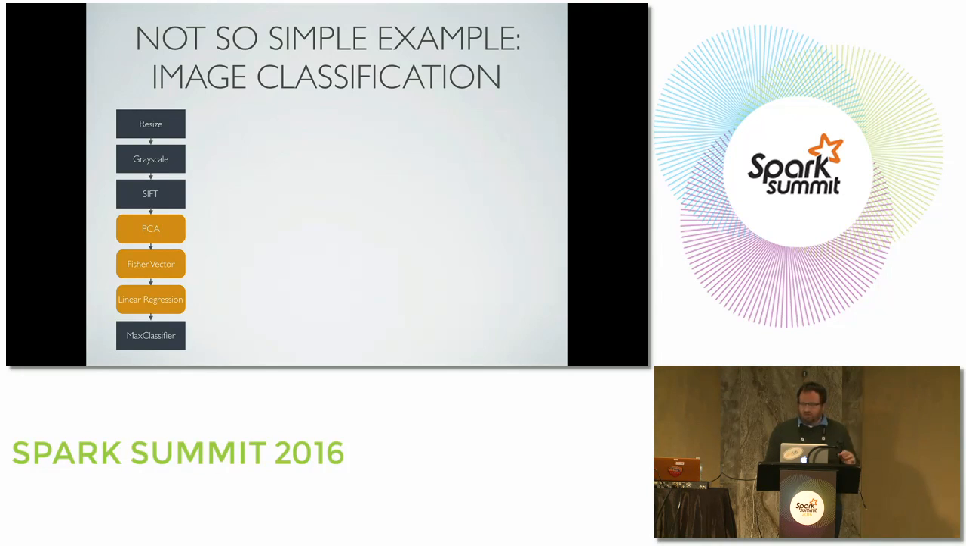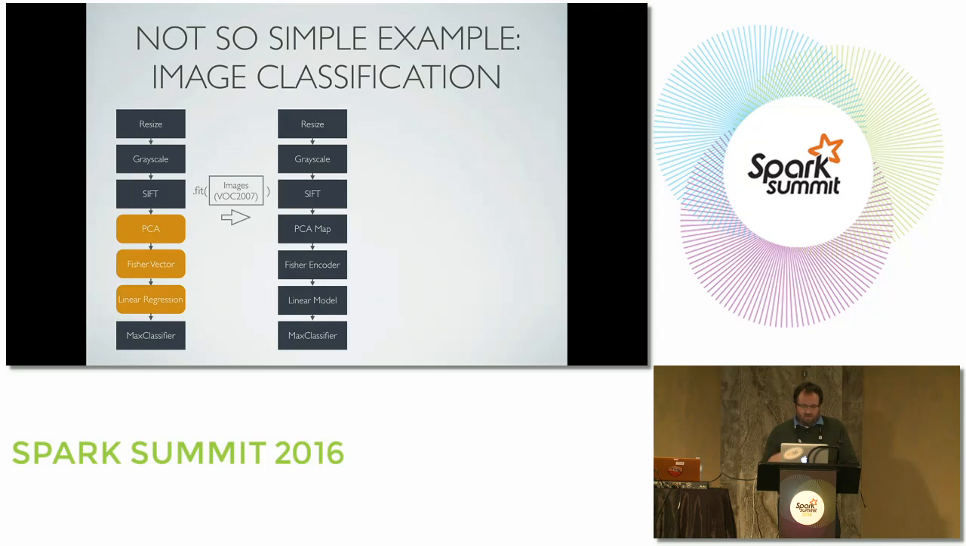SIFT features are sort of a bread and butter computer vision feature that we can extract from images. And then we get into these statistical transformations, things like PCA for dimensionality reduction or whitening, Fisher vectors, which you can think of as a similarity metric that we compute across our image features, and then bread and butter linear regression. And again, we're going to fit this to some training data, and out is going to come a prediction pipeline.